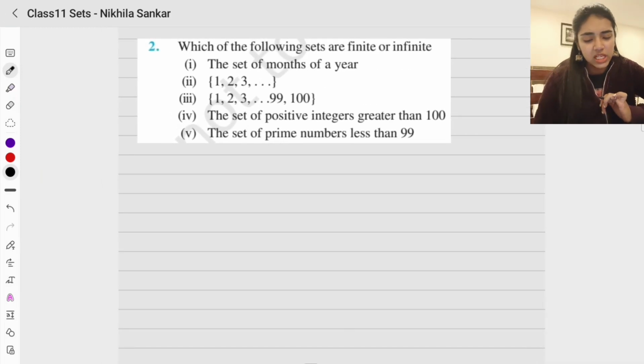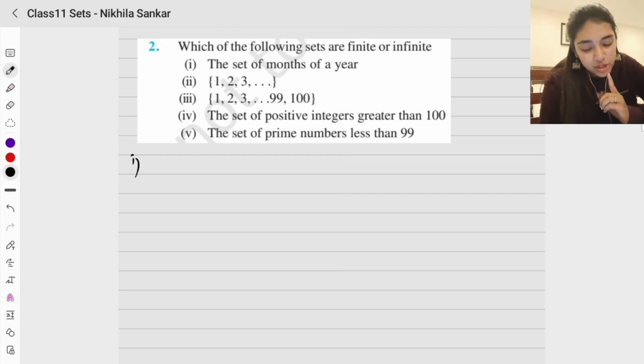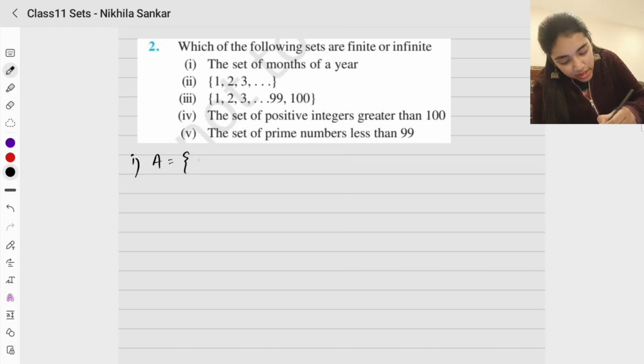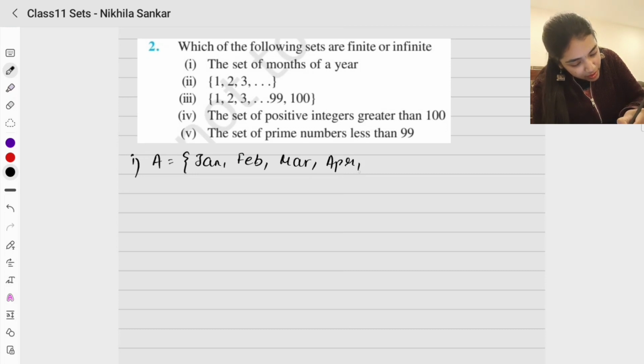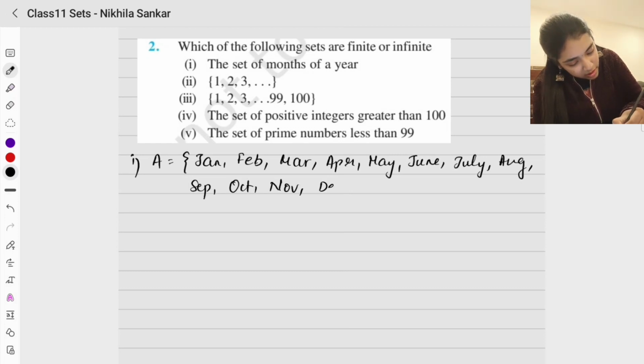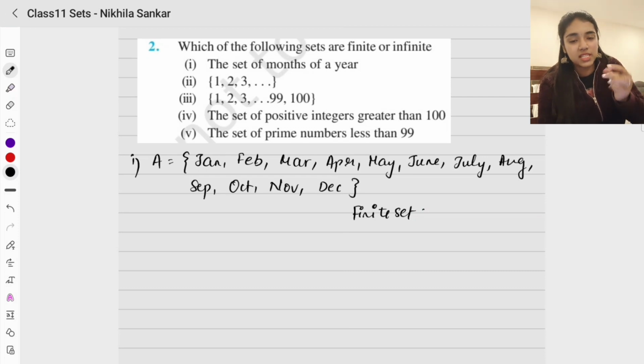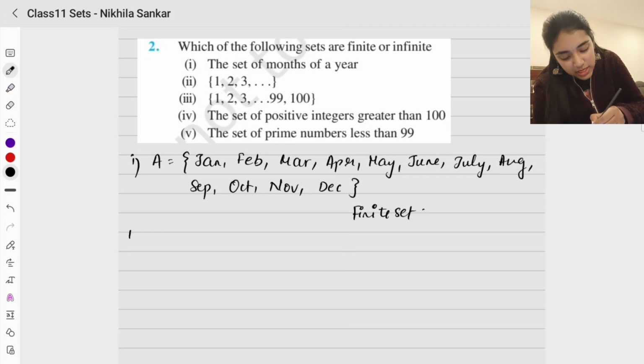Question number 2. Which of the following sets are finite or infinite? My first subsection is going to be set of months in a year. Jan, Feb, March, April, May, June, July, August, September, October, November, December. So this is a finite set. You have a starting value, you have an end value, you have a definite number of elements. Elements can be counted. There are 12 months. So this is a finite set.